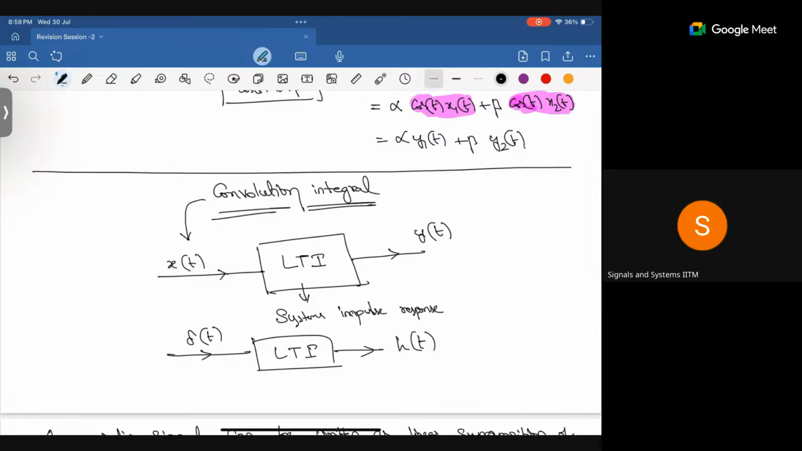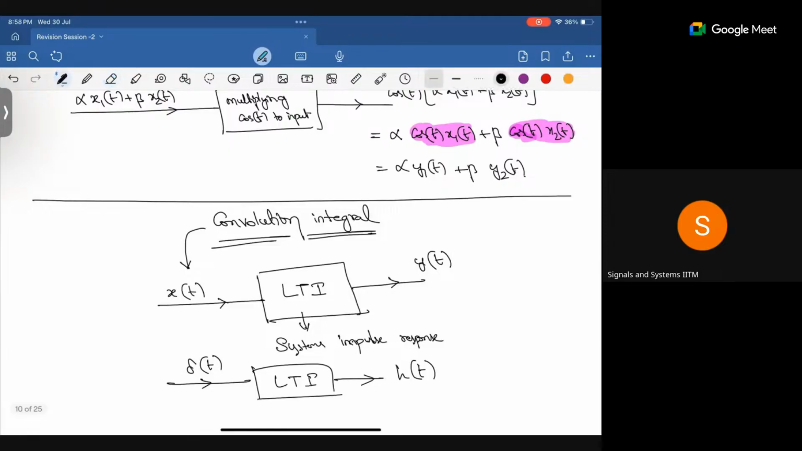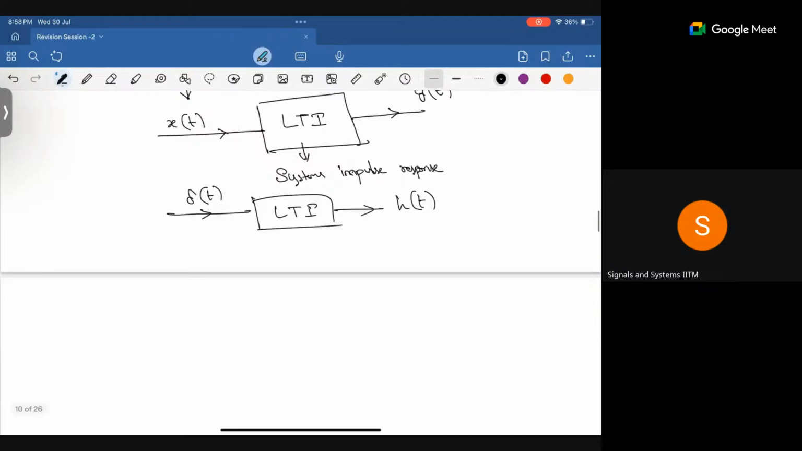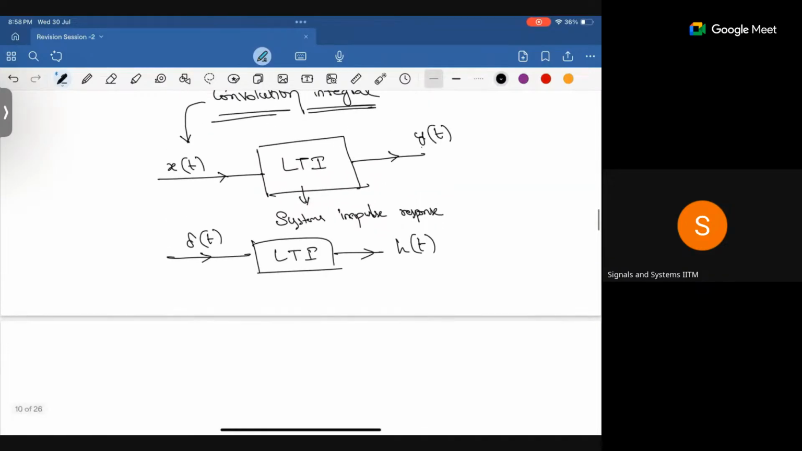Any doubt? No, not the frequency domain. This is in time domain only. We are still in time domain. So the output for any input x of t depends on only two things: the input and the impulse response.